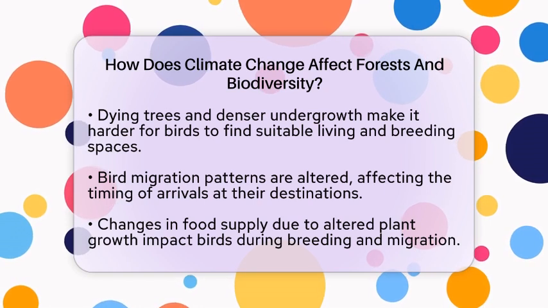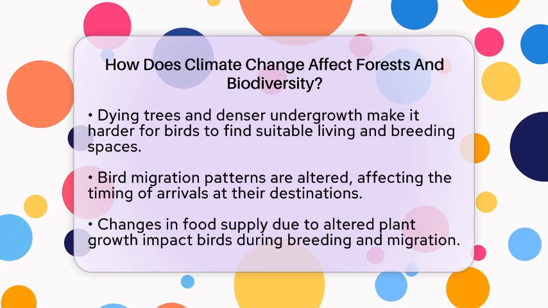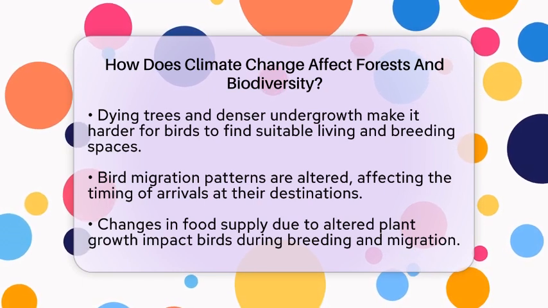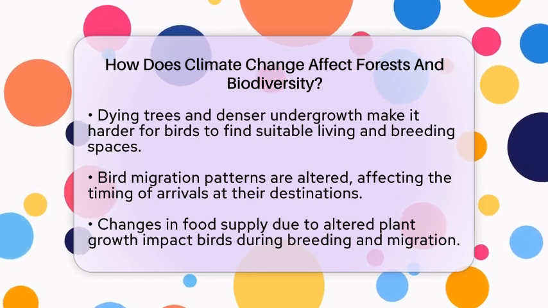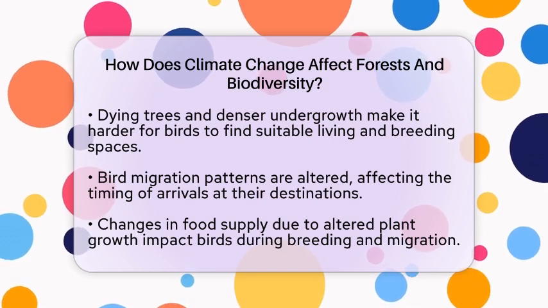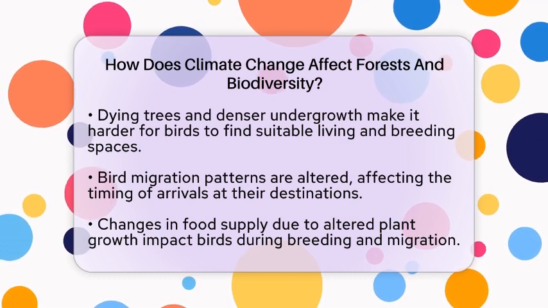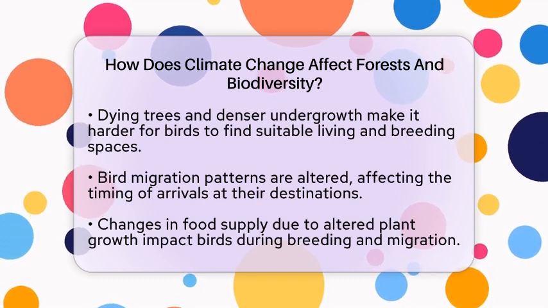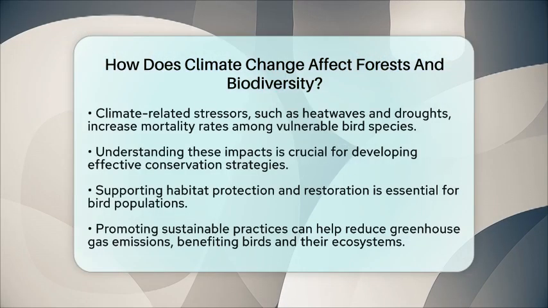Food supply is another critical factor. Birds depend on specific foods like seeds, fruits, and insects, which are often tied to the timing of plant growth. If plants bloom earlier or later, birds may not have access to the food they need during crucial times like breeding or migration. Lastly, climate-related stressors like heat waves and droughts can increase mortality rates among birds.